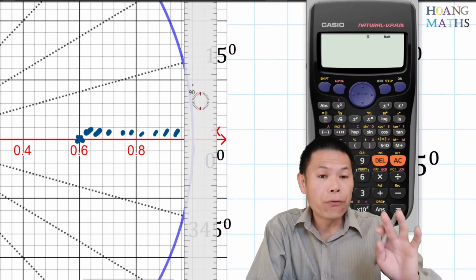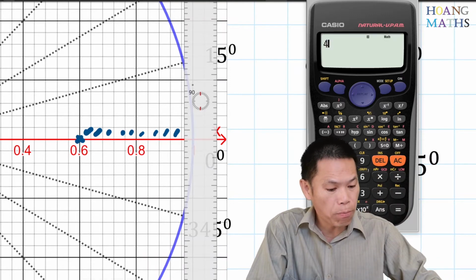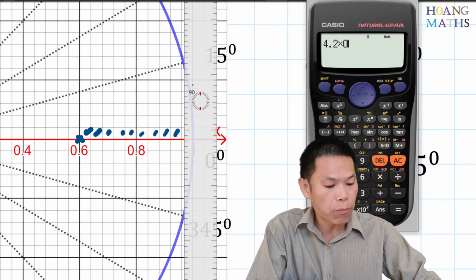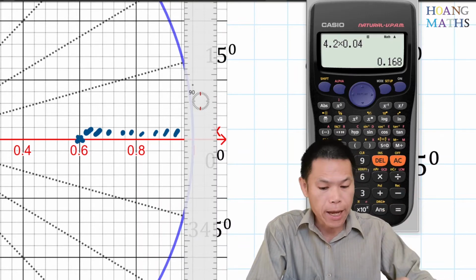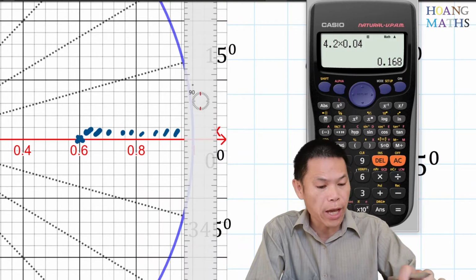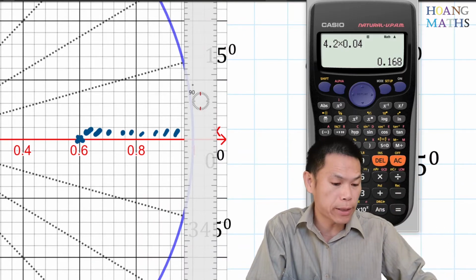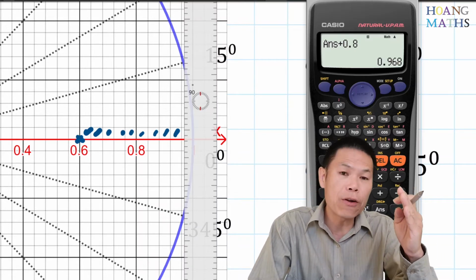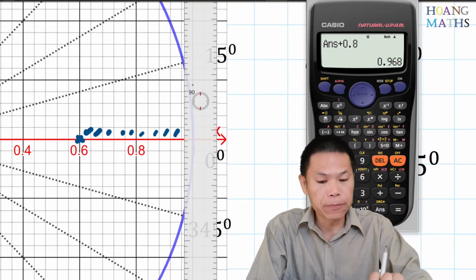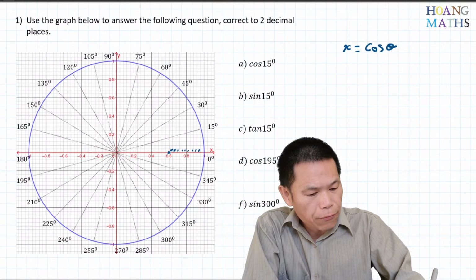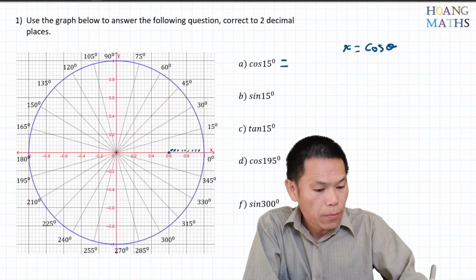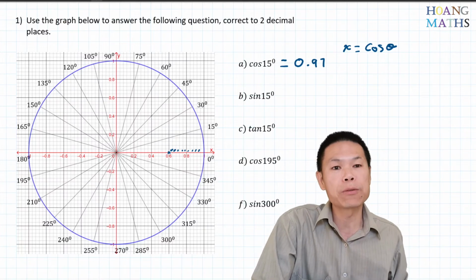To do this, I just quickly use the calculator. Remember, 4.2 times 0.04 is roughly about 0.168. And then we add 0.8, because 0.168 plus 0.8 is roughly 0.97. So cos of 15 is equal to 0.97, correct to 2 decimal places.